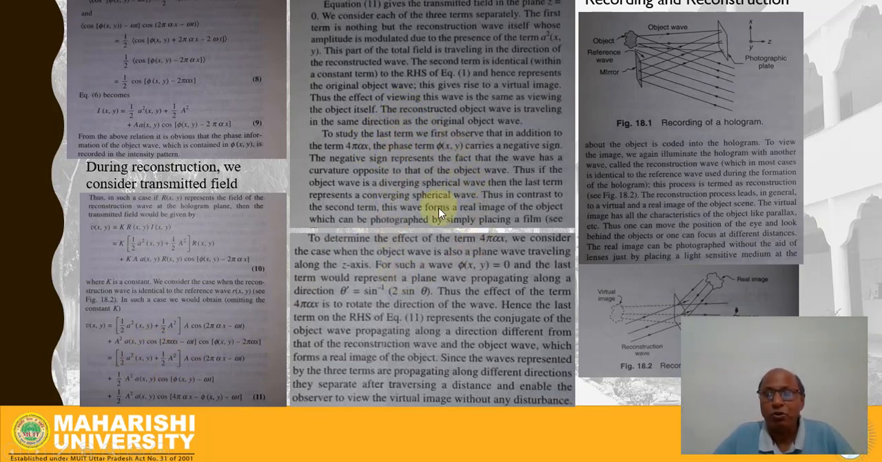So I will not go into detail, but what I am going to mention here is that these three terms in this equation represent the three types of images which you see. One is the real image. The real image is this one. Then the virtual image, and then the third one is the reconstructed image. And all three are important.